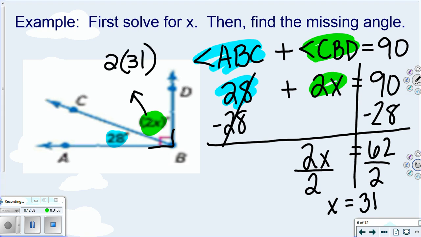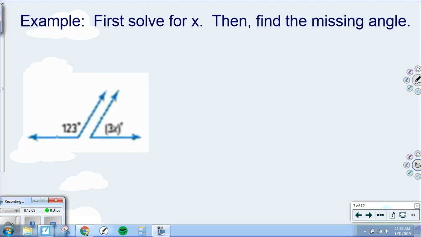I get 3x is equal to 57. Divide both sides by 3. X is equal to 19. And now it's also told me to find the missing angle, so I need to substitute it in. 3 times x, or 3 times 19, gives me 57. So this measure is 57 degrees.